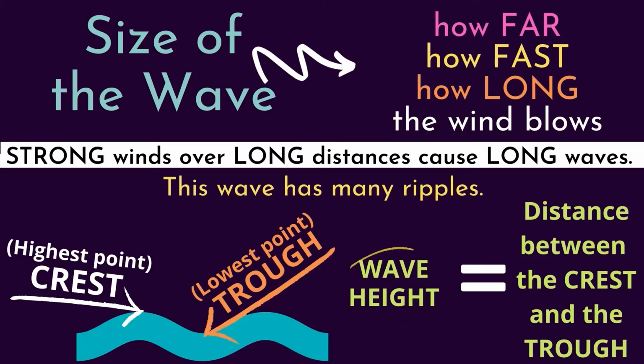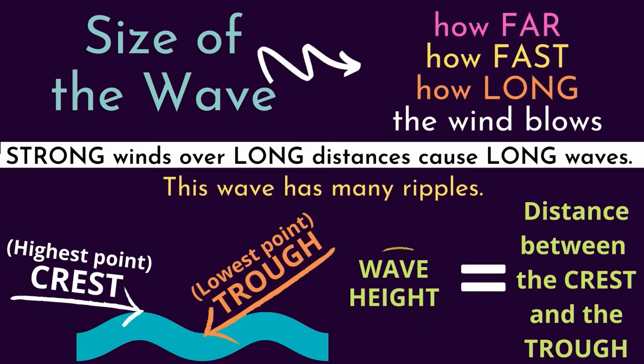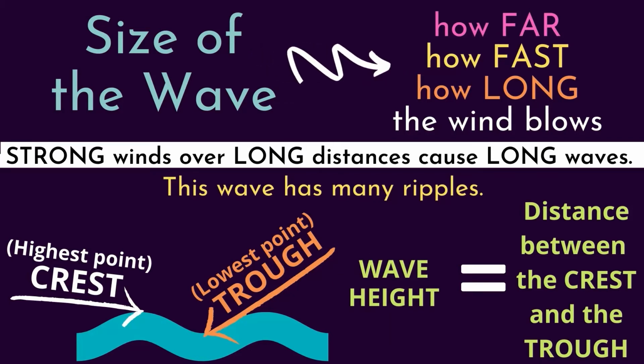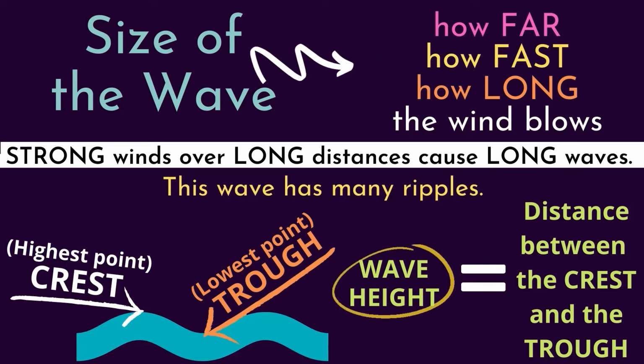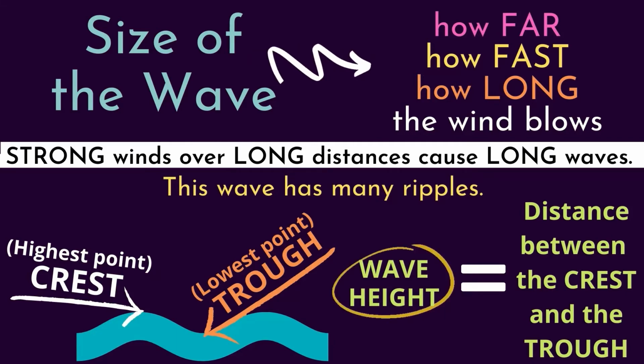Let's look at this. Can you look at this picture of the wave? The highest point of a wave is called the crest. And look at the lowest point of a wave. It is called a trough. So what is the height of a wave? It is the distance between the crest and the trough. So the distance between the highest point and the lowest point is the height of the wave.